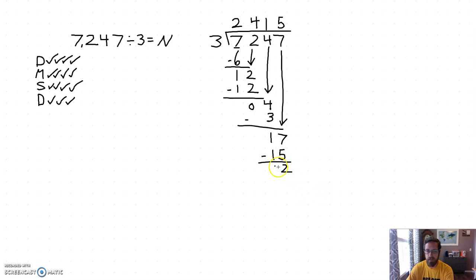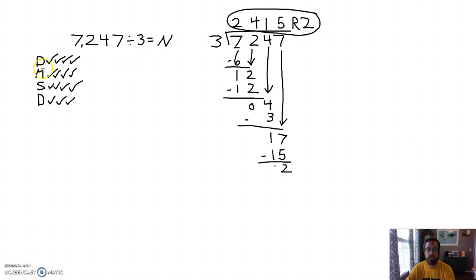But I have a remainder, right? Is my remainder less than my divisor? And in this case, yeah, it is. If this is less than that, that means you just have a remainder. If your remainder ends up greater than your divisor, that means you can get another one out and you've got to relook at your multiplication problem again. So the answer for this one would be 2,415 remainder 2. That would be my answer.